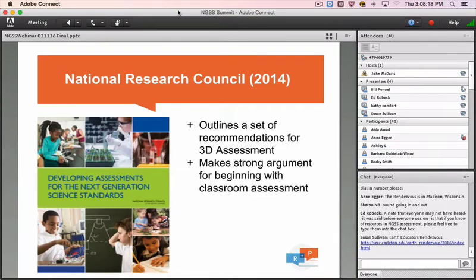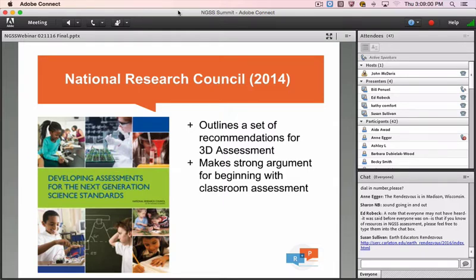Another part of my biography is that I was on the committee that developed this particular report for the National Research Council on developing assessments for the Next Generation Science Standards. If you haven't checked this out online or purchased a copy, I really highly recommend the book. The report sets a different pathway from Common Core and makes, I think, a number of sensible recommendations for how to implement a three-dimensional assessment system. Most relevant to this particular call is that we make a very strong argument for why it's really important to begin NGSS assessment with the classroom.